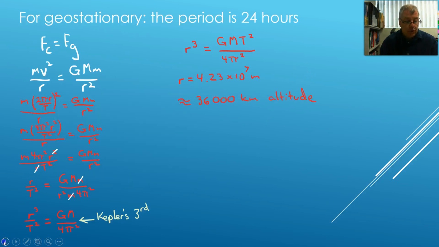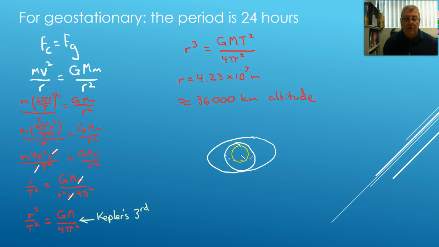Whoops, I need to draw a diagram. That's what I needed to do. And so let's make this. If this is the Earth, okay, and that's the equator, geostationary satellites will orbit around the equator. That's a three-dimensional diagram. With the center of their orbit being the center of the Earth's mass.